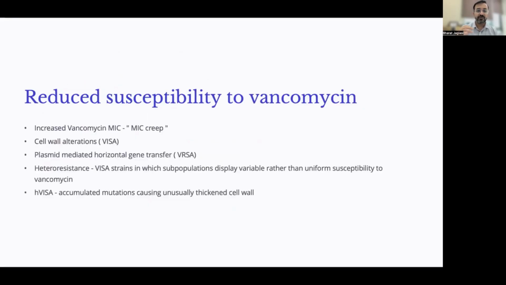For reduced susceptibility to vancomycin, we always see an MIC creep because of cell wall alteration and plasmid-mediated horizontal gene transfer. And there's also heteroresistance in VISA patterns. This is what we have to look into.